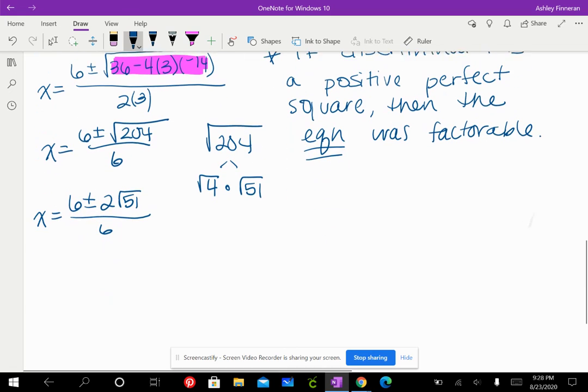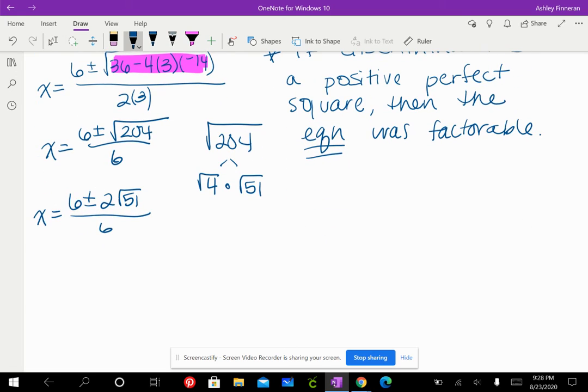And then we can reduce. I'm looking at this 6, this 2, and this 6. They're all divisible by 2. So I have 3 plus or minus radical 51 all over 3.